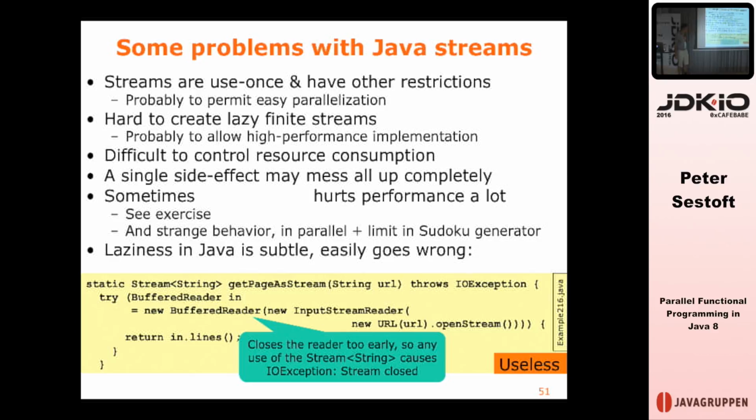It looks beautiful, but it's completely useless, because the try statement will close the reader before it leaves this one. So it returns a stream that's associated with a closed buffered reader. It hasn't read anything at all yet. So the moment I try to consume this stream, it will throw an IO exception. So it looks nice, but the eagerness involved in try-with-resources and the laziness involved in this operation do not match. Difficult to control resource consumption, right?